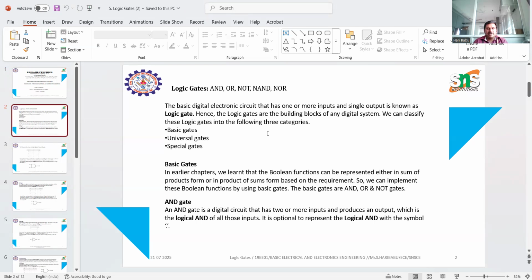What is in basic gates? Basic gates perform basic operations such as sum of products. So they are basically AND, OR, and NOT gates. Let us talk about the AND gate. What is an AND gate? It has two inputs, and it performs a logical AND operation, which is denoted by the symbol dot.